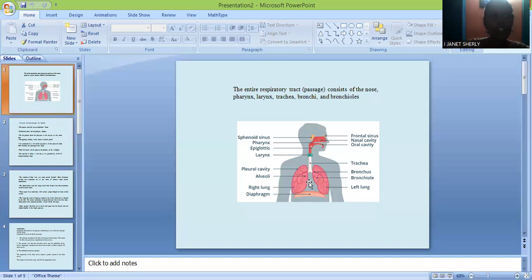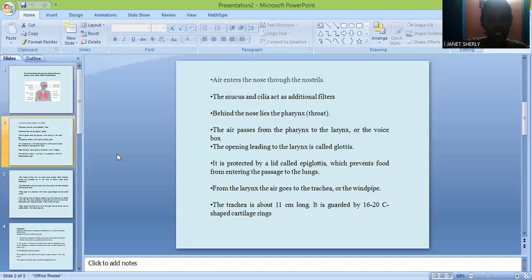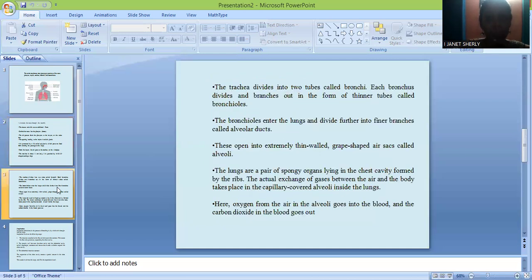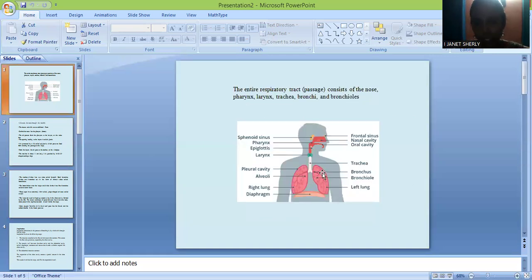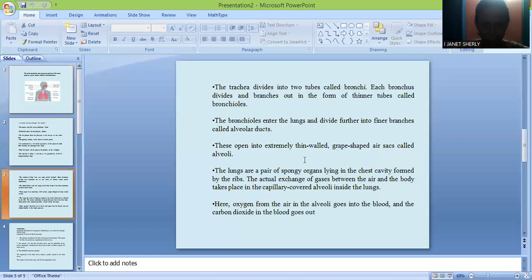These cartilage rings help the trachea from collapsing, so they act as a guard. The trachea is guarded by cartilage rings, which are 16 to 20 in number. Then the trachea divides into two tubes called bronchi. Each bronchus, as I already mentioned, branches out in the form of thinner tubes called bronchioles. These bronchioles enter the lungs and divide further into finer branches called alveolar ducts.